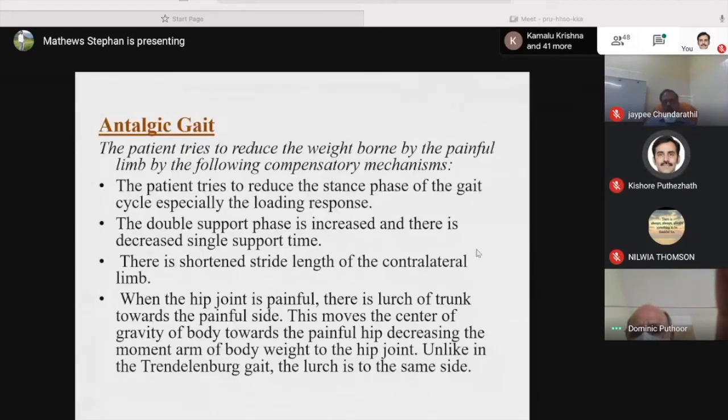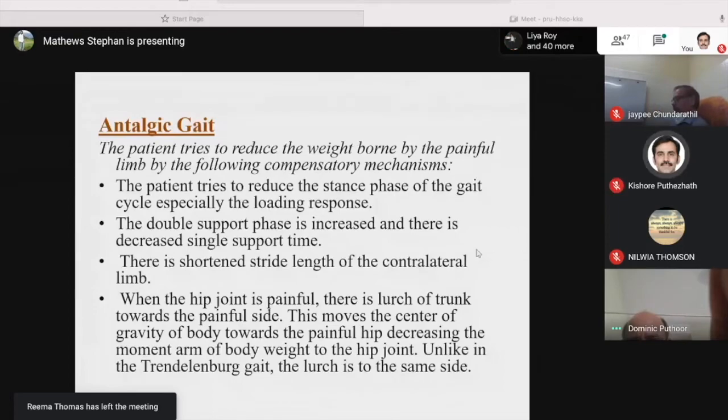When you look at the face, the patient may be wincing. So this should be properly diagnosed. Antalgic gait may be a common diagnosis in your long case. Second is the Trendelenburg gait.